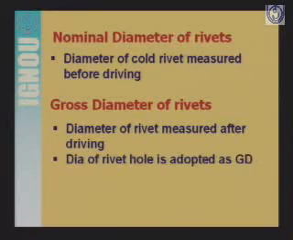Now some terminology related to the riveting. First is nominal diameter of rivets. Nominal diameter is the diameter of a cold rivet measured before driving, because you know for driving we are using power as well as hammers, so while driving there will certainly be a change in the diameter of the rivet. So here nominal diameter indicates the diameter of the cold rivet measured before driving. Mind it.